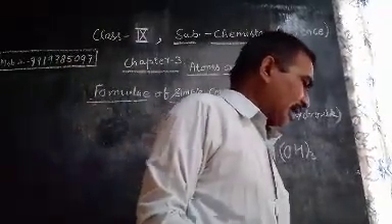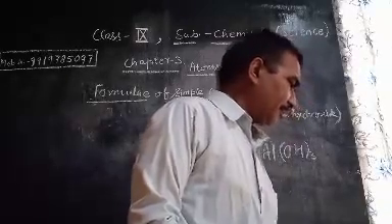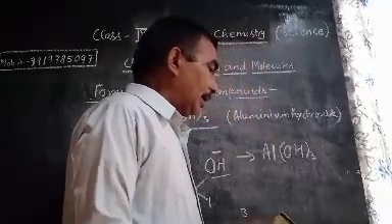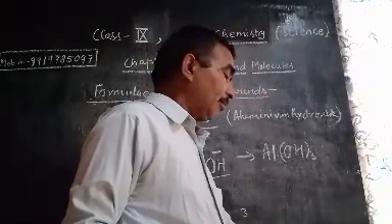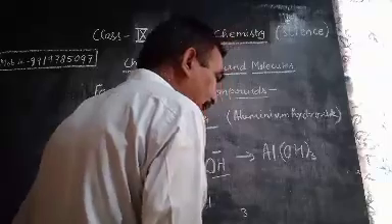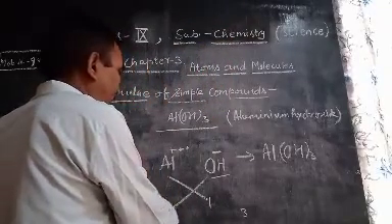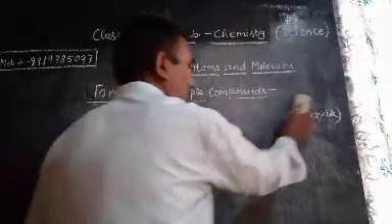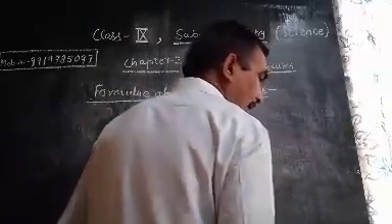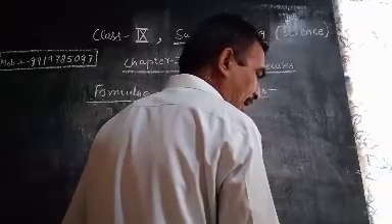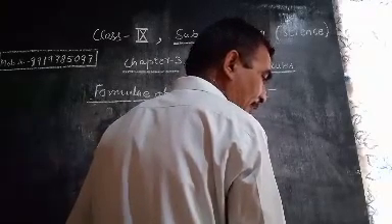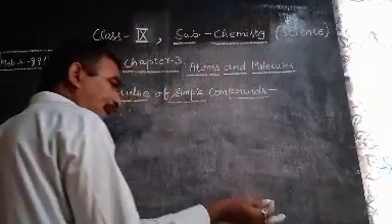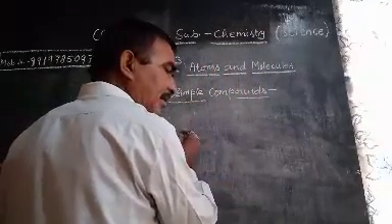Further, some more questions are given. In-text question number 1 is: write down the formulae of sodium oxide, aluminium chloride, sodium sulfide, magnesium hydroxide. I have already explained all these questions in our examples.